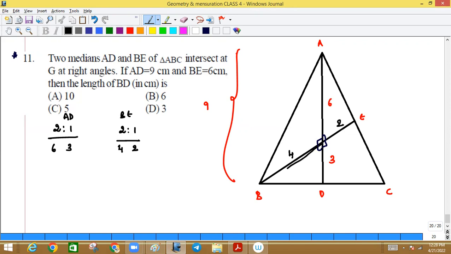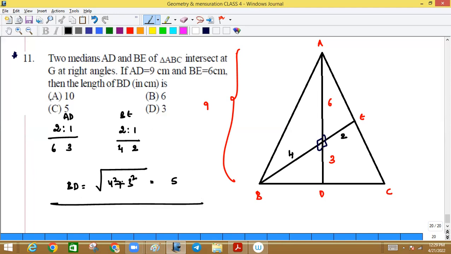Can you see a right angle triangle here? The right angle is not at D, but the right angle is here. Therefore, with 3 and 4, what is the hypotenuse? BD is equal to the square root of 4 square plus 3 square, which is equal to what? So what is the length of BD? It is 5. You understand it's a right angle triangle? What are the sides of the right angle triangle? 3 and 4. Okay.